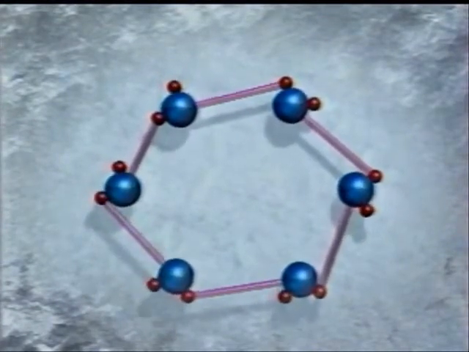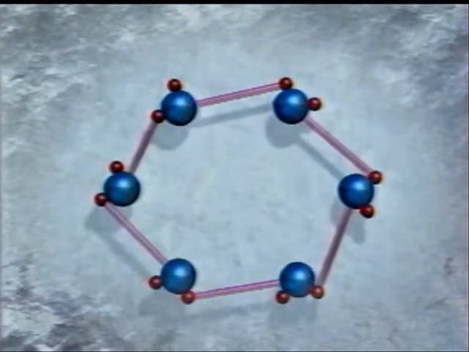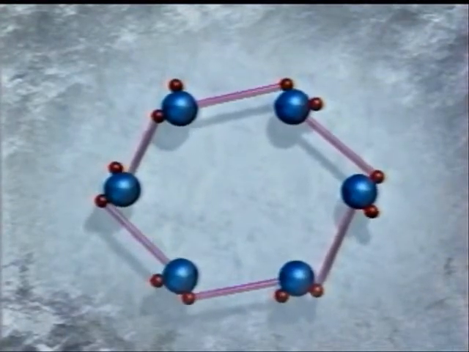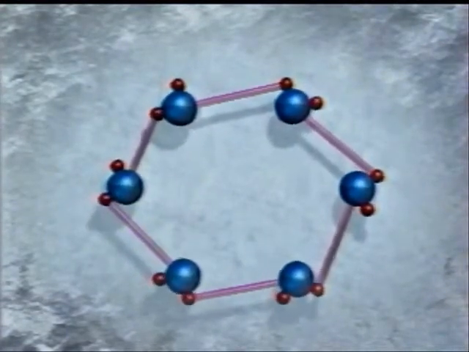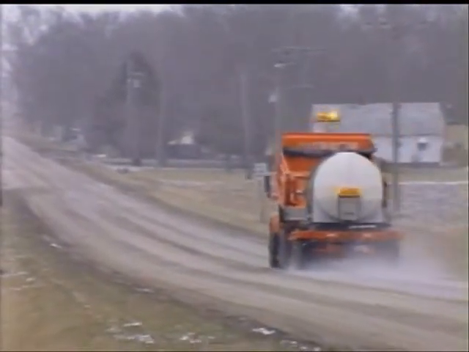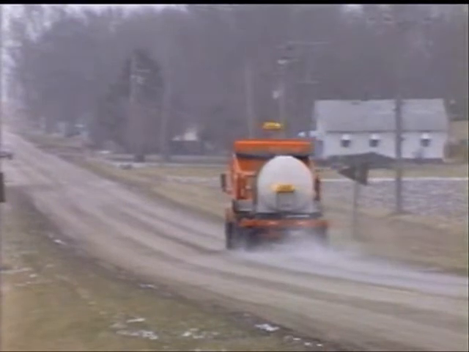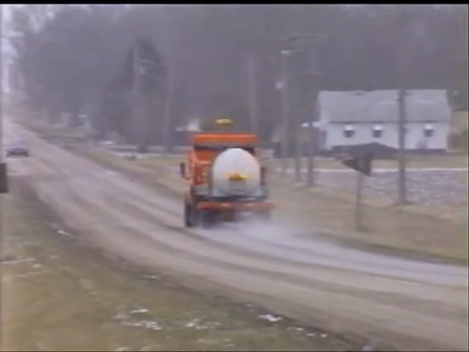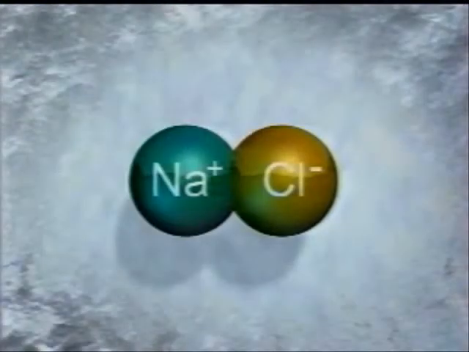The attraction of the positive hydrogen atoms of one molecule to the negative oxygen atom of another holds the crystal together. Now that we understand how water turns to ice, we can better understand how de-icing chemicals destroy ice crystals. This is what the salt or sodium chloride molecule looks like. It is made up of one positive charged sodium ion and one negative charged chloride ion.